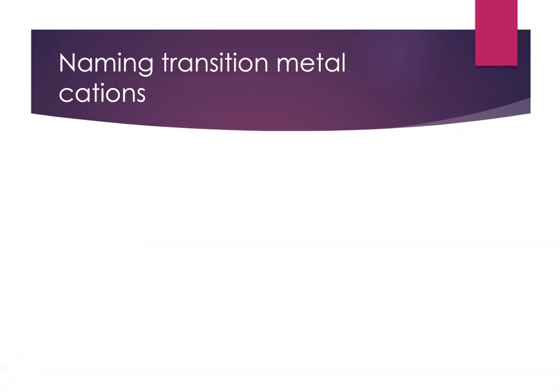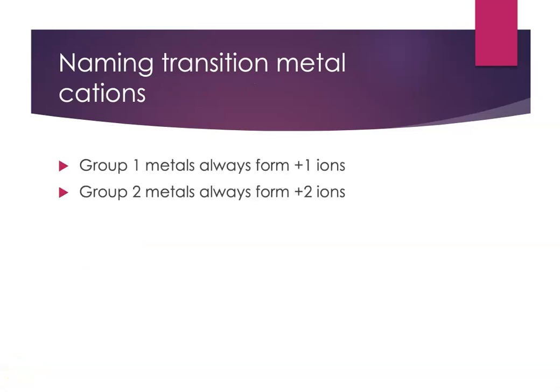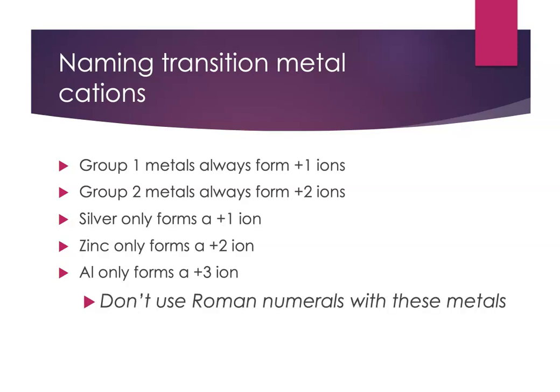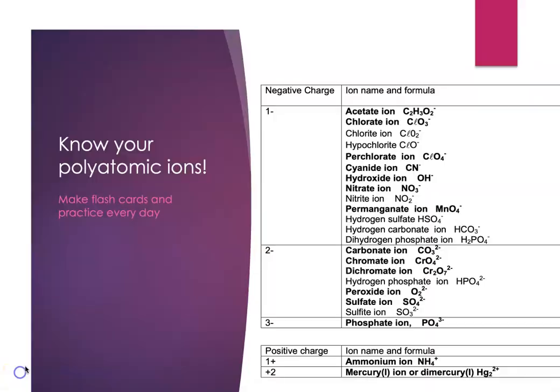So actually, this brings me to an important point. We know that the group 1 metals always form +1 ions. We know that the group 2 metals always form +2 ions. Silver only forms +1, zinc only forms +2, aluminum only forms +3. Your teacher might have talked about gallium only forming +3 as well. But these metals only form these ions, and so we never use Roman numerals with group 1 metals, group 2 metals, silver, zinc, and aluminum. Ask your teacher if they want you to use other ions in this list as well. You have to know when to use a Roman numeral and when not to use a Roman numeral. That can get tricky.